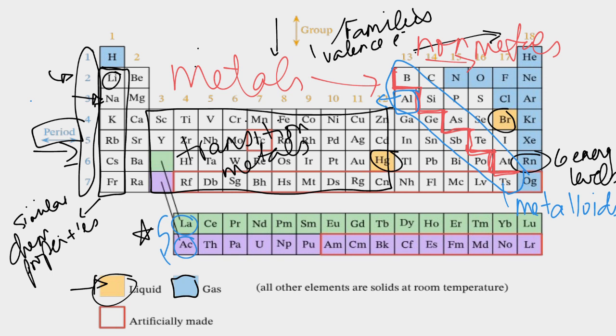So we'll see nonmetals over here, and of course we see hydrogen. Hydrogen is an exception. He is placed on the metal side of the periodic table, but he is not a metal. He is a nonmetal, but has properties of group 1 elements and valence electrons of group 1 elements. That is why he is placed over there.